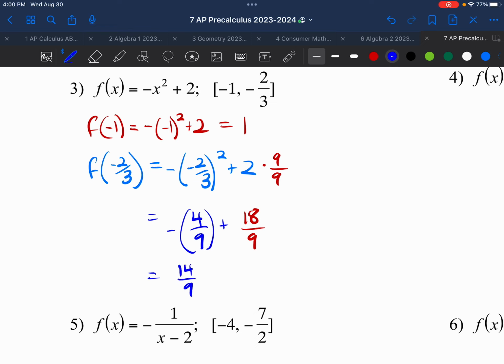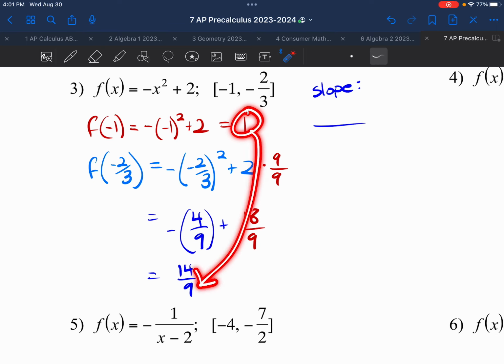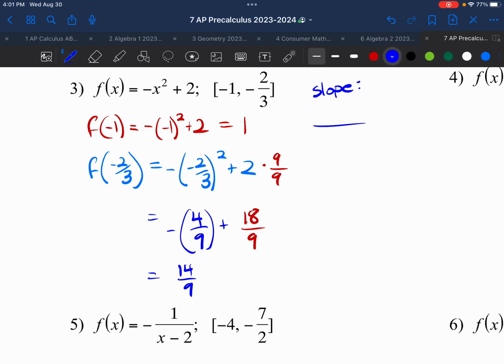All right, so again, I'm using slope, which is change in y over change in x, which means my slope up here is going to be the change in y. How much did y change? Well, y changed from 1 to 14/9, and this is a little bit hard to do in your head, so I'm going to make this easier for you. I'm going to multiply this by 9/9, which is really the same thing as 1. How much did I move to get from 9/9 to 14/9? Well, I had to move up 5/9.